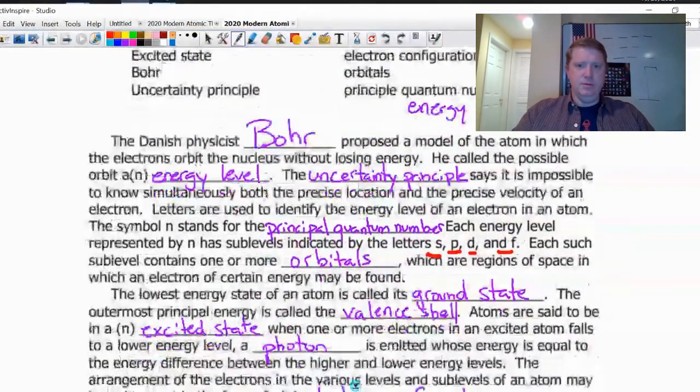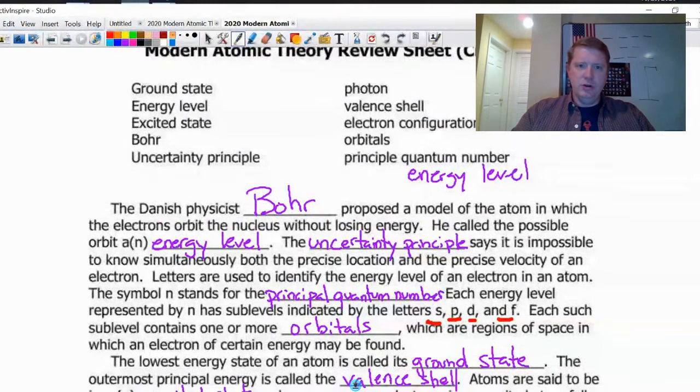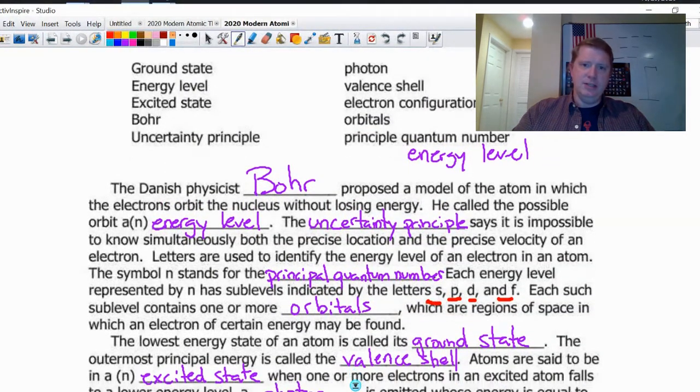And to be honest with you, sometimes we go really in depth with this, sometimes we don't. You need to make sure you know what your teacher is asking you to know, because it varies from year to year. The first section is about the physicists that put the electrons on orbits around the nucleus. That's Niels Bohr. He called those orbits energy levels.